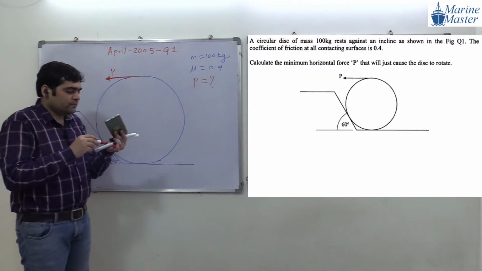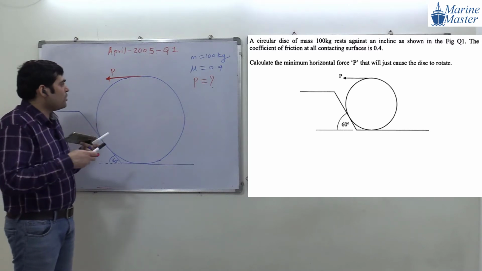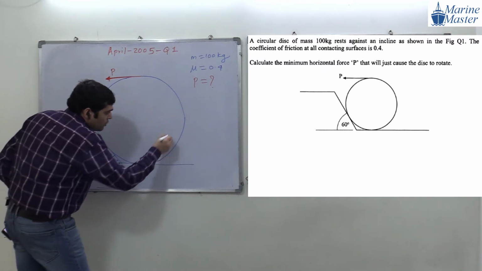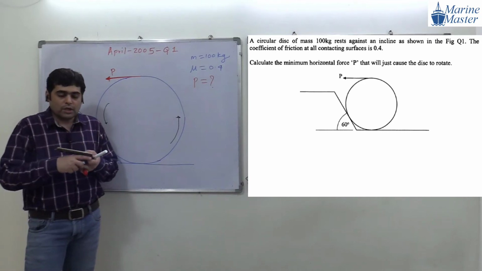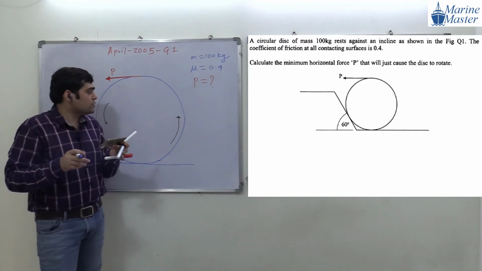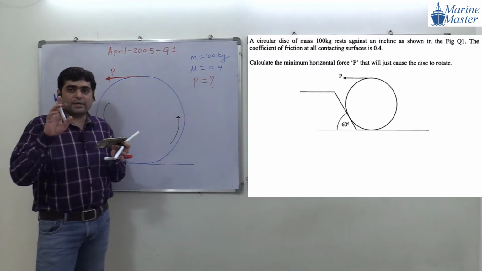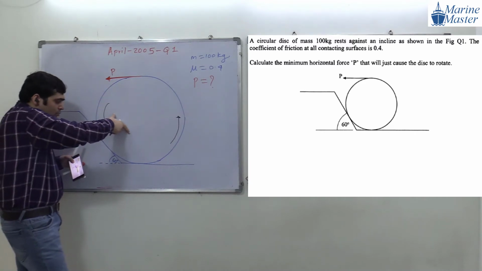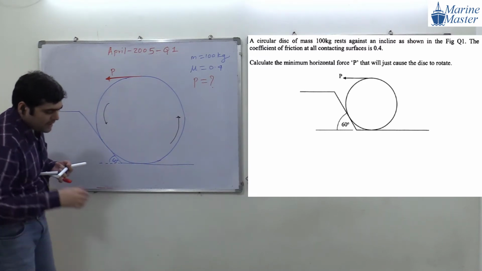What is the meaning of rotation? It means the disc will not slide. The disc will rotate, so the motion of the disc will take place like this. So here we have a disc, and we want to find out the force when the disc just rotates. If the disc is rotating, the motion of the disc is like this. Why am I showing the motion of the disc like this? Try to see the point here, everyone.